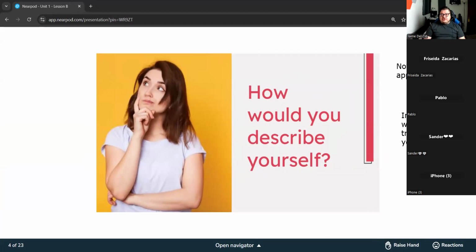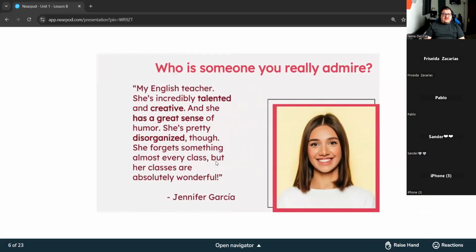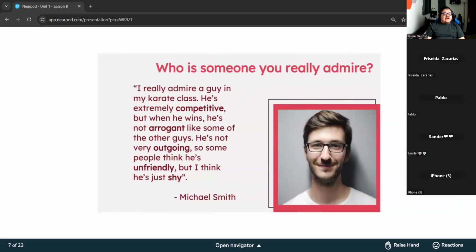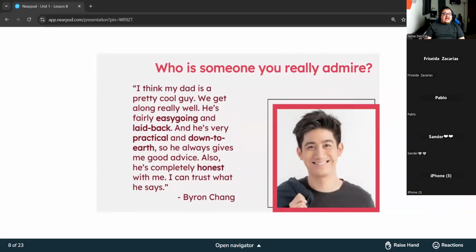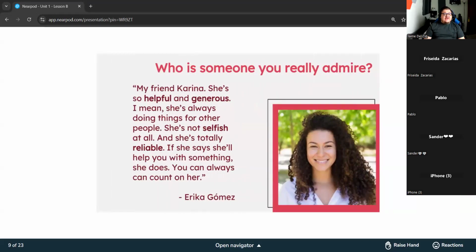So what we're going to do right now is hear other examples. We're going to read and hear examples from other people, and you're going to help me do that. And we're going to see in which ways we can improve our own answers. So we have stories from Jennifer Garcia, Michael Smith, Byron Chang, and Erica Gomez.